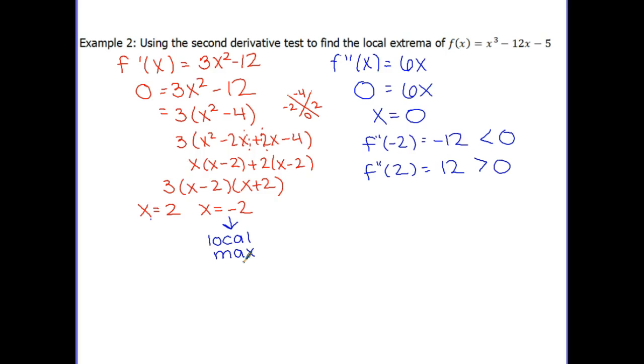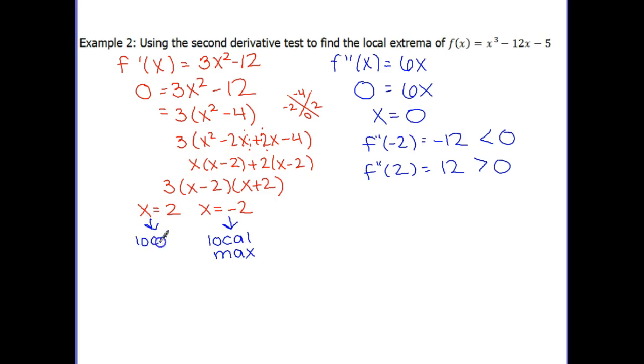So the second derivative test for extrema says if the first derivative is equal to 0 and the second derivative is negative, then you have a max on the original. So for your critical points, this is negative, then it is a max. This is positive, and this is a min.